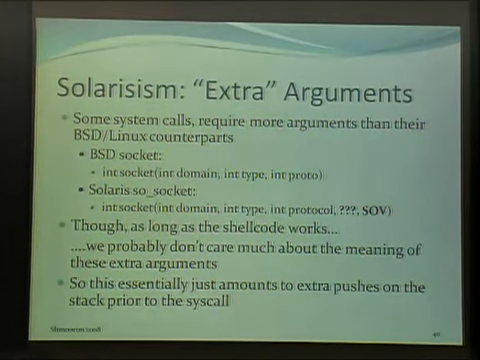All right, another Solarisism: extra arguments. We're used to seeing very specific things. In BSD, for example, socket requires three things: a domain, a type, and a protocol. Solaris so_socket requires those things, and in addition it has a fourth value that one can only guess what it's used for. We can see an indication later on in a slide coming up. And then we get this other thing called SOV, socket version. But as long as the shellcode works, do we really care what these values are for? Not really. Essentially, this is going to amount to extra pushes, because we need to make sure we have the right number of arguments so that our system call actually completes.